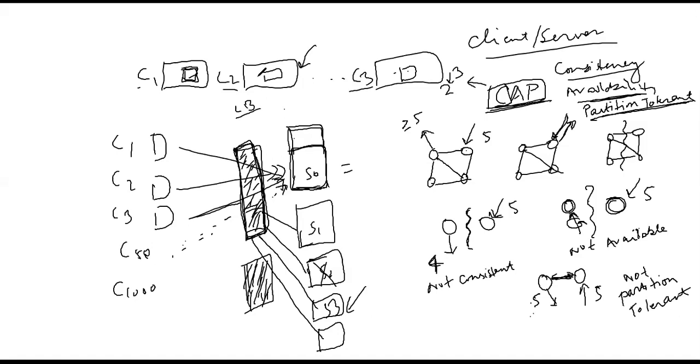I have a question on the second case. Why is it only not available? Shouldn't that also be not consistent, because we have network partition? No, it is still consistent. It's only that you are not able to get the data. It's not giving you the wrong data, right? But there's a network partition there. How do we know that they all have the same value?